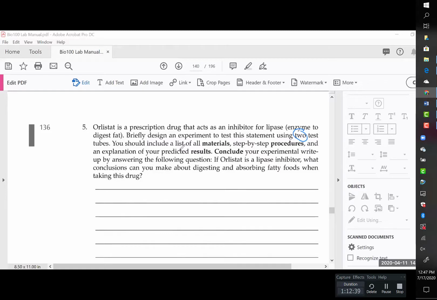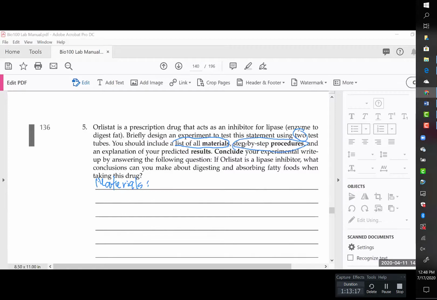You should include a list of all materials. So what I would want you to do is start with the word materials, and then give me a list of what those materials are. I encourage you to use one of the 3 experiments that we did in lab or that we presented to you, but choose the one that actually deals with lipids and then copy down that list of materials. Realize also you're going to have to add one more thing to that, and that would be the prescription drug, orlistat.